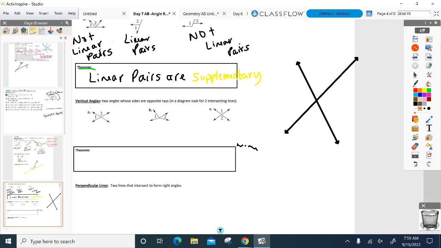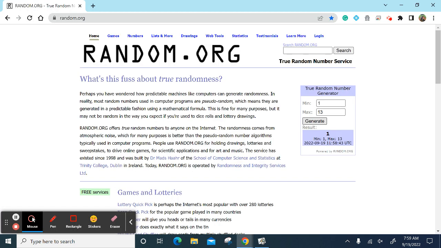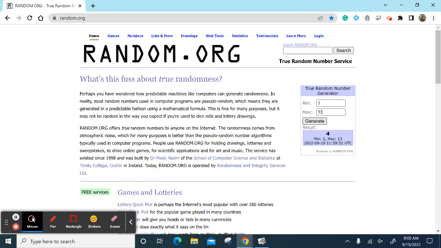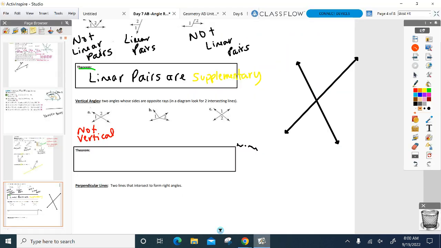So look at my diagram here. In A, do you think 1 and 2 are vertical? Are angles 1 and 2 vertical in letter A? What do you think? Are they opposite each other? No, so these are not vertical. They are what, though? They're not vertical, but you could call them what? Thank you, linear pairs. Don't tell me adjacent. Don't tell me supplementary. Let's use the big word now, linear pairs.